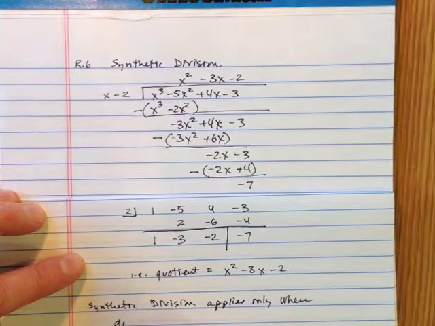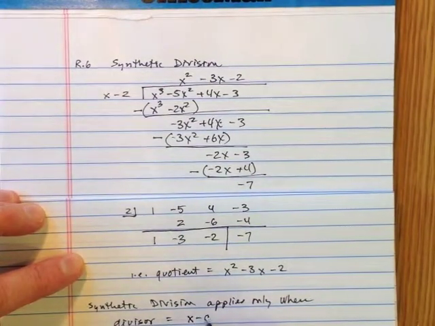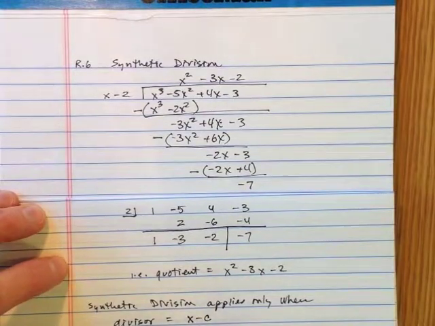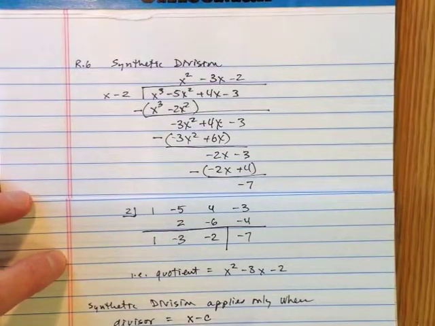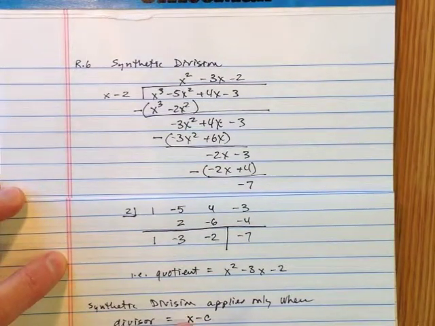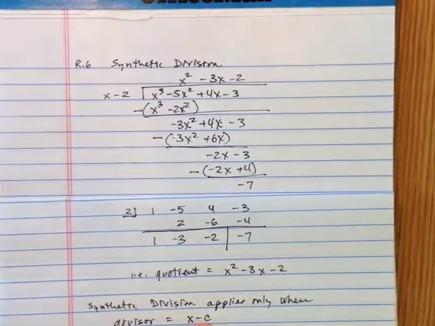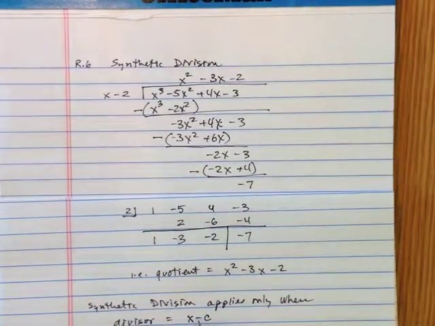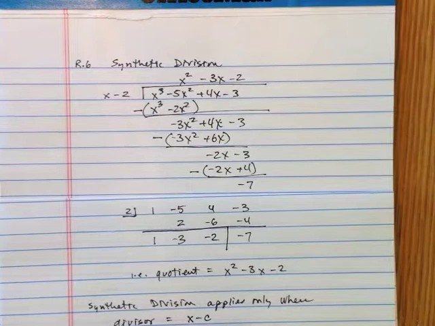when the divisor equals x minus some number c. If you're dividing by a quadratic, if you're dividing by a cubic, or if you're dividing by 2x minus some number, synthetic division doesn't apply. It only applies when you're dividing by 1 times x plus or minus some real number. And every real number can be thought of as minus something. So even if I don't see a minus there, I can figure out what c is.